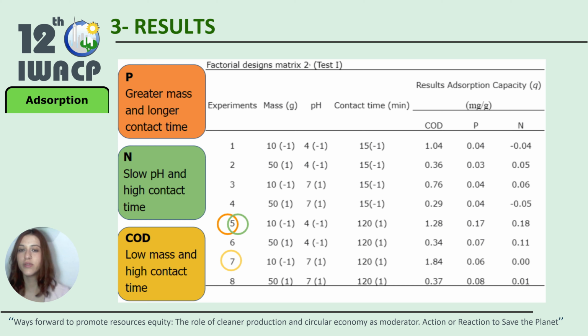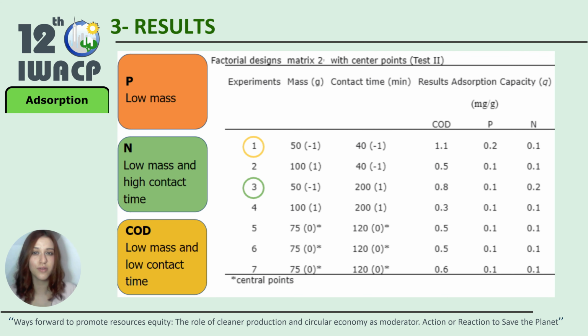Starting with the results of the adsorption process, it was observed that experiment 5 obtained the best results for both phosphorus and nitrogen. For both, the longer contact time resulted in greater interactions, with a higher mass in the case of phosphorus and a lower pH in the case of nitrogen. In the case of COD, the best experiment was 7, with the interaction between a low mass and a higher contact time.